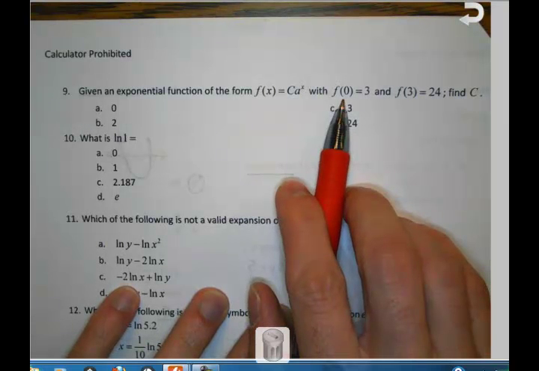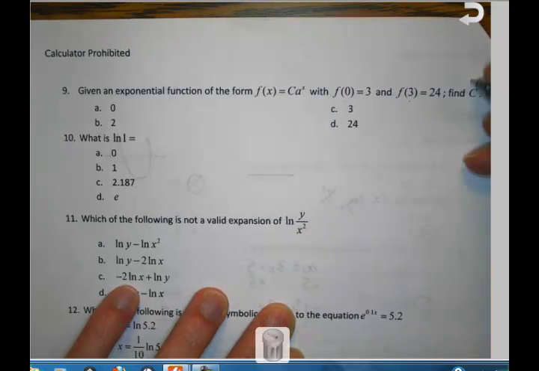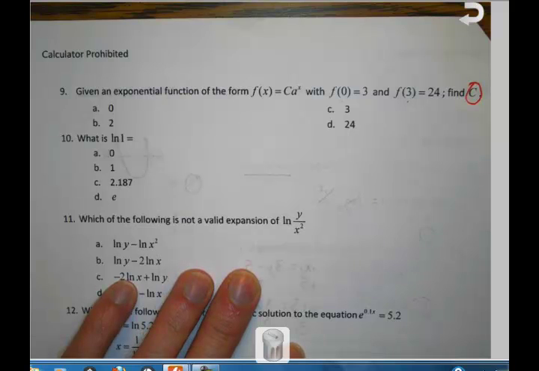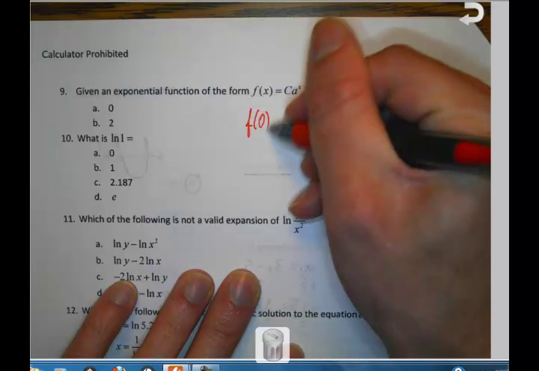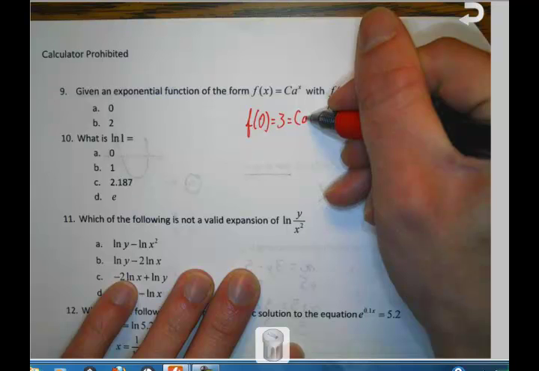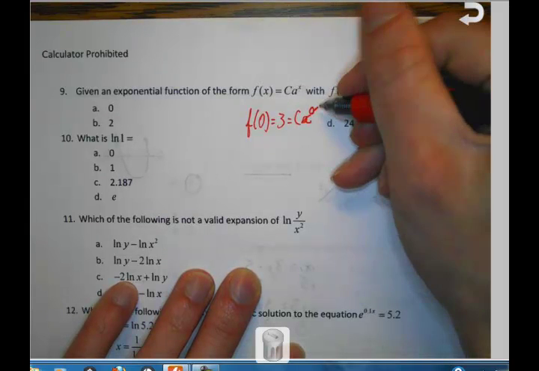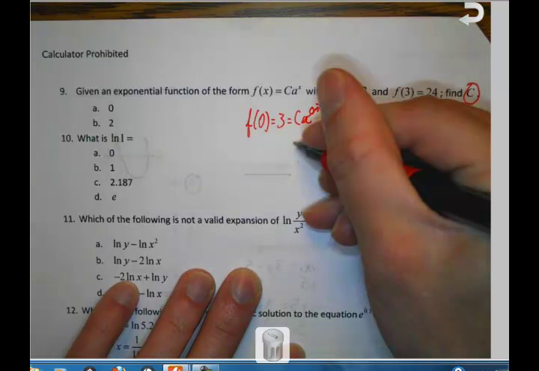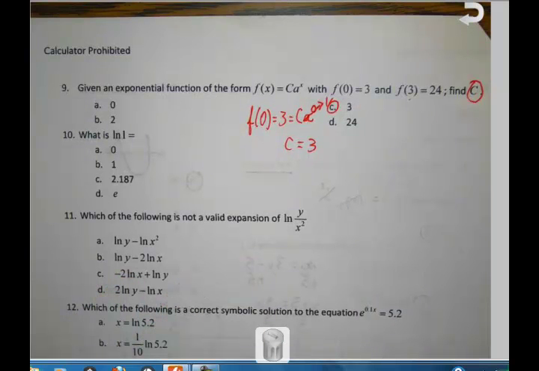You were told that f of 0 was 3 and f of 3 was 24, and you were being asked to find c. Well, you already know that f of 0 is 3, which is the leading coefficient times the base where x is 0. A to the 0, assuming a is not 0 itself, any term to the 0 power, is 1. So basically, this just told us that c is equal to 3. And so this was a high, do you know what you're looking at?